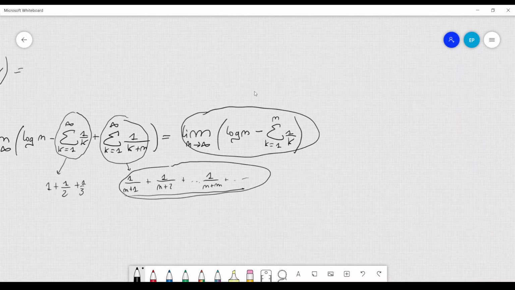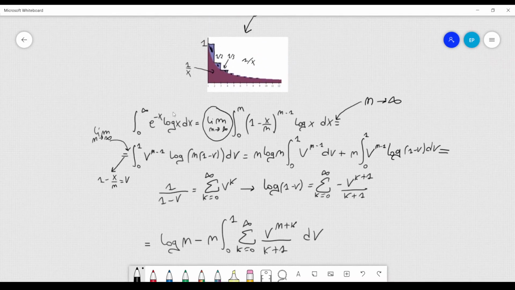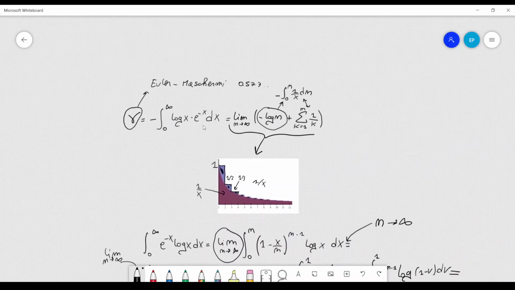We have proved that this here is equal to minus the Euler Mascheroni constant, and the Euler Mascheroni constant is equal to this integral here. So we have proved this result.